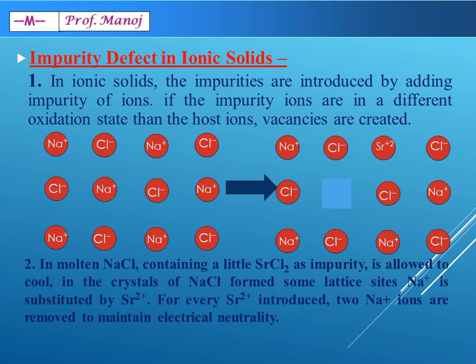In molten NaCl containing a small amount of strontium chloride impurity, when it is allowed to cool, as we have shown in the picture, Sr2+ is replacing sodium. So that means totally 2 sodium ions are removed to maintain electrical neutrality. This defect increases the electrical conductivity of the cations.